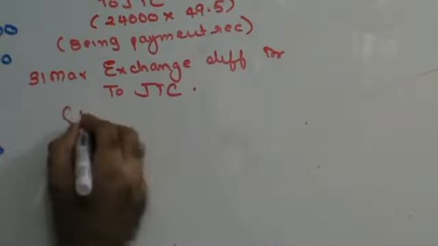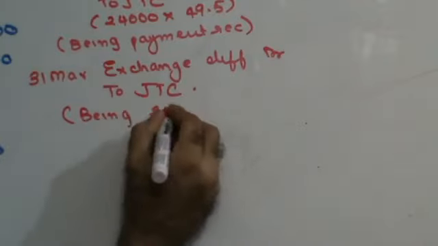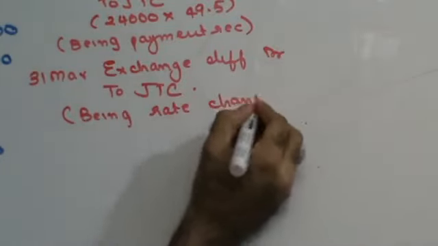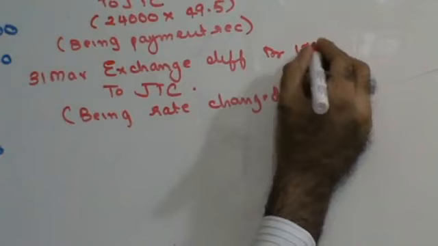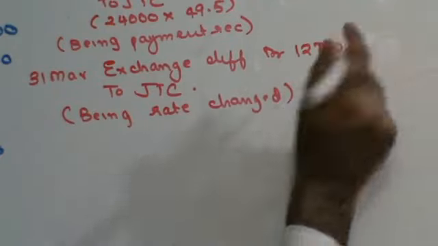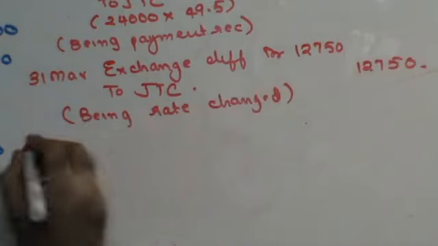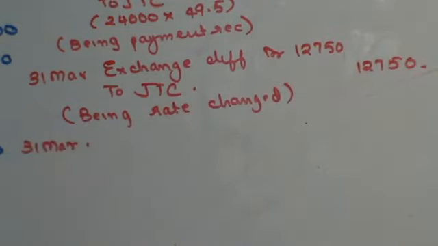Now see, being rate changed. I had sold at the rate of 49.5. On 31st March it is 48.75. That means I'm incurring a loss of 75 paisa on the payment yet to be received, which is $17,000. 75 paisa on $17,000. Someone please calculate. So 12,750. 31st March. Transfer the profit or loss. Someone please calculate the profit or loss.